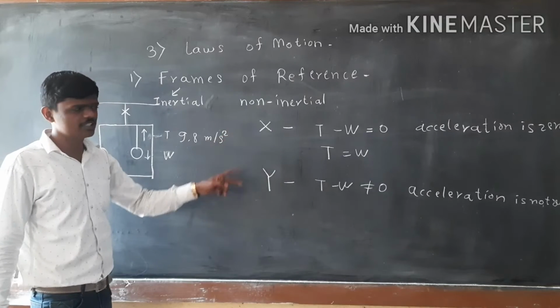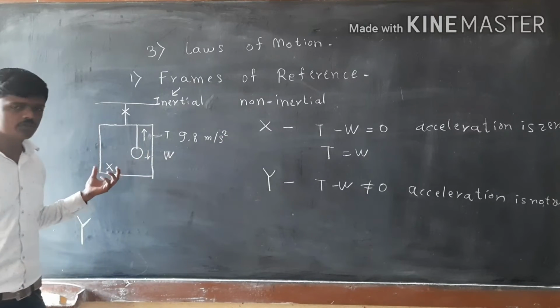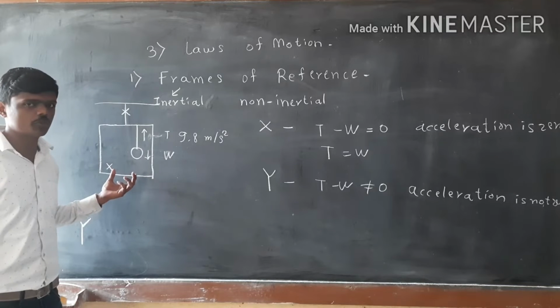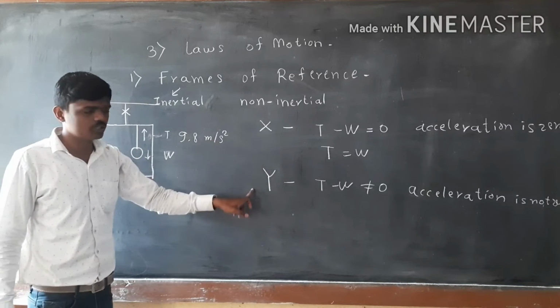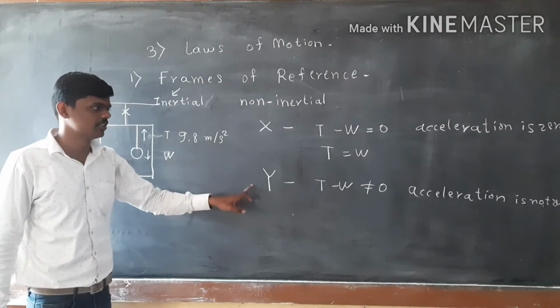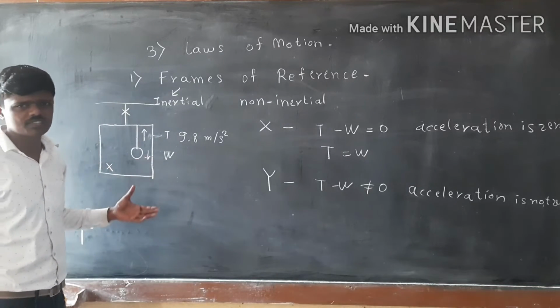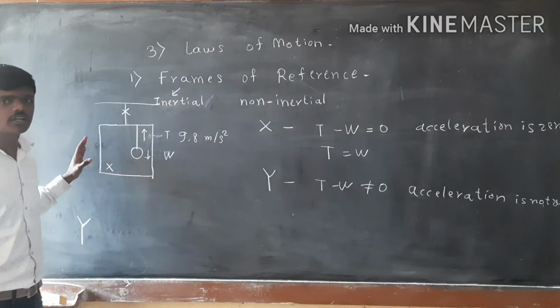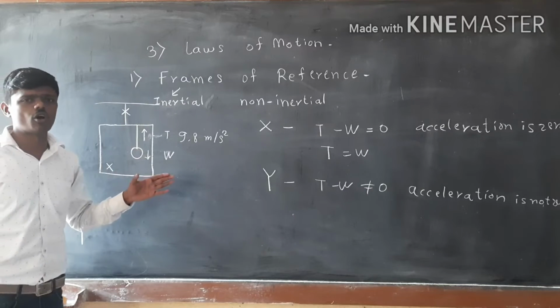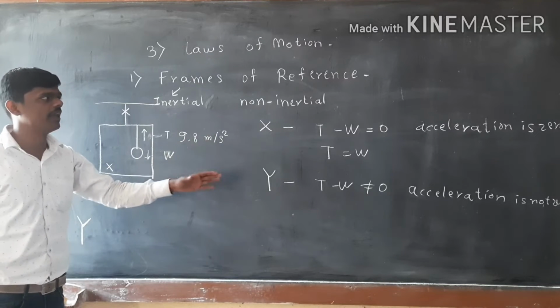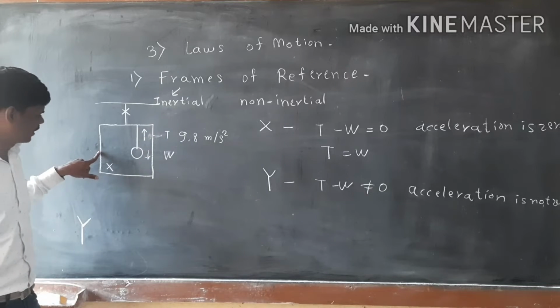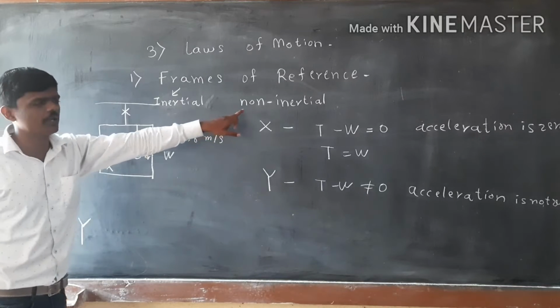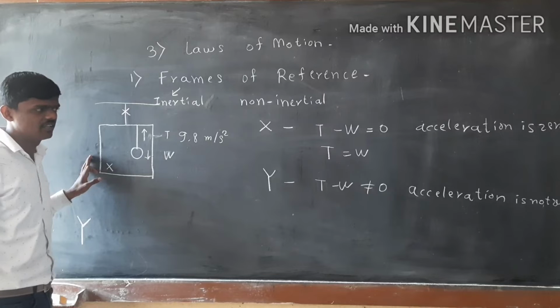Both of these observations are of the same event and at the same instant of time, and hence these both cannot be correct simultaneously. So one of the reference frames the observers are using is not correct for Newton's law to be valid. Now here the lift is a non-inertial frame of reference, because it is in accelerated motion.